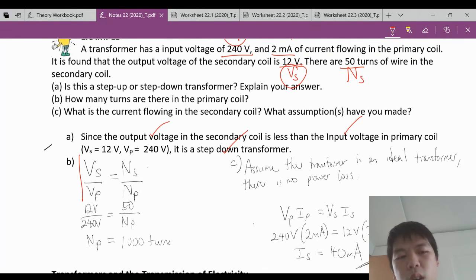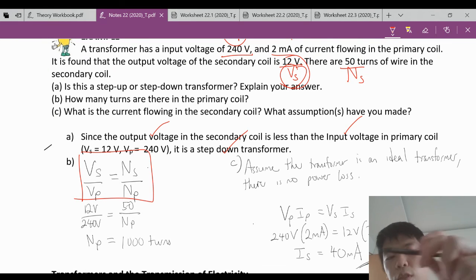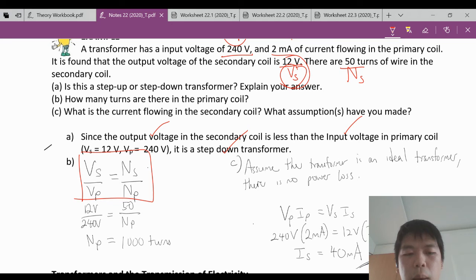How many turns are there in the primary coil? We use the equation Vs divided by Vp equals Ns divided by Np. Put in the numbers. Vs is 12, Vp is 240, Ns is 50 because that's the secondary number of turns. Then we solve for Np, and we realize that Np is 1000 turns.